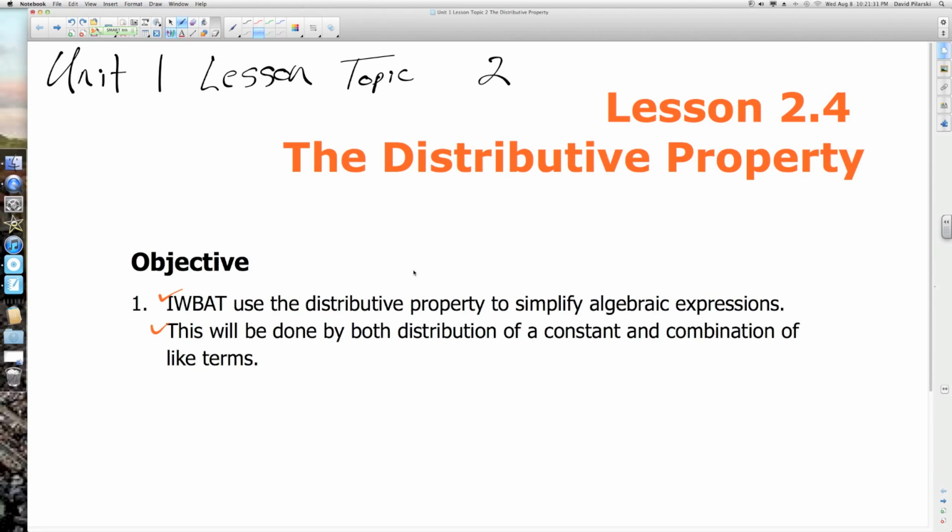When you hear distribute, you should think multiply. So let's get this lesson started.